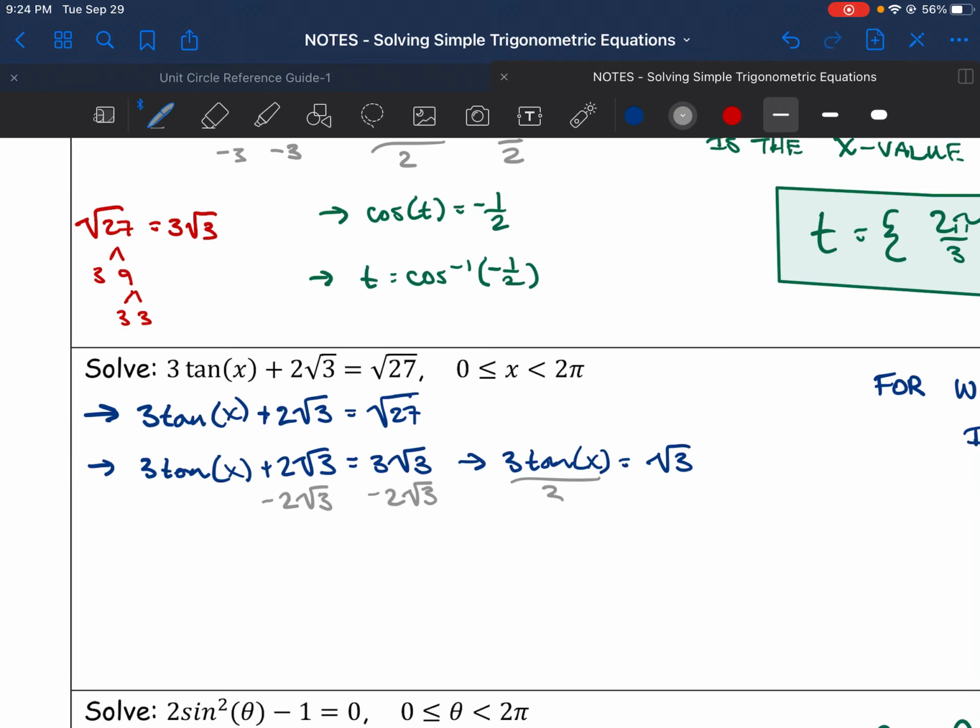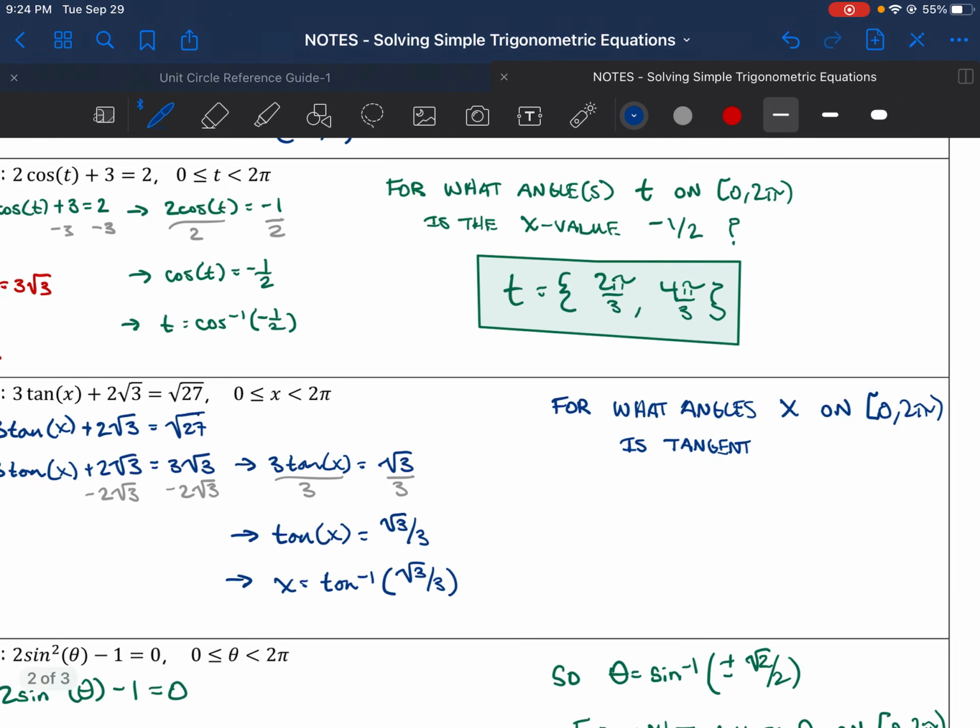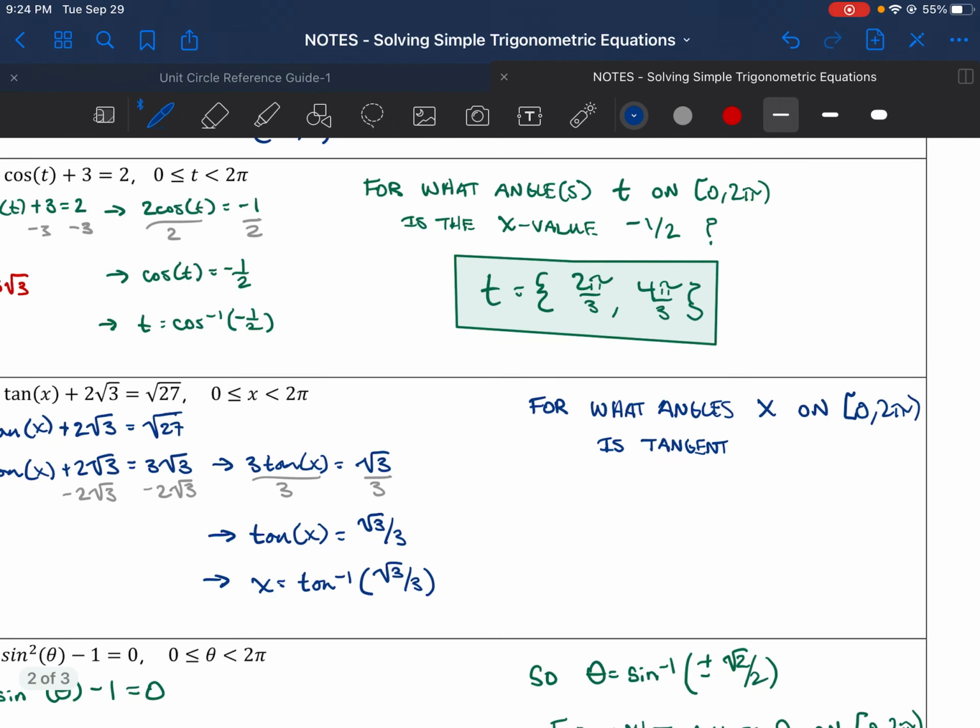And now let's divide both sides by 3. And we get that the tangent of x is equal to square root of 3 over 3. To get rid of tangent, we'll do the inverse tangent of both sides. So x is equal to the inverse tangent of square root of 3 over 3. And once again, just to keep in mind what this is really asking us for, it's asking us for what angle or angles x from 0 to 2 pi is the tangent square root of 3 over 3.